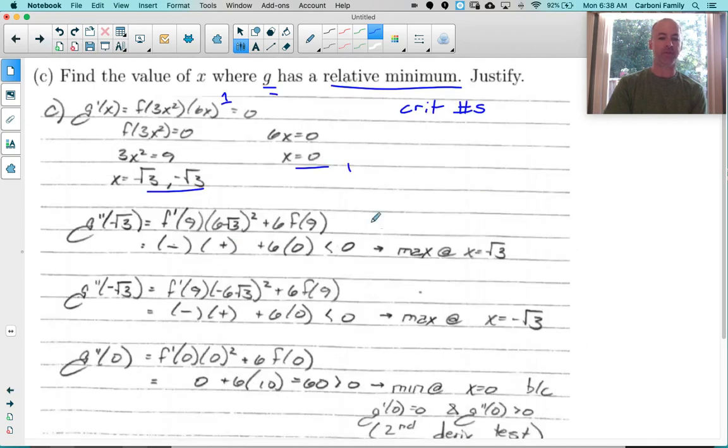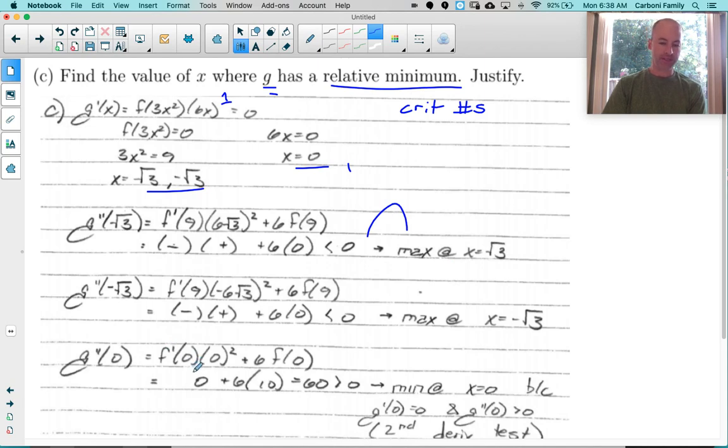Since we've had the second derivative, what I chose to do is plug my critical numbers into the second derivative, and all we had to do is determine if the second derivative is positive or negative. At root 3 and negative root 3, we found out the second derivative is negative. If your second derivative is negative, you are concave down. Therefore, any critical number would have to be a maximum, and we're looking for minima.